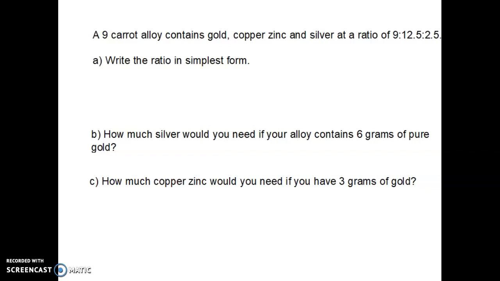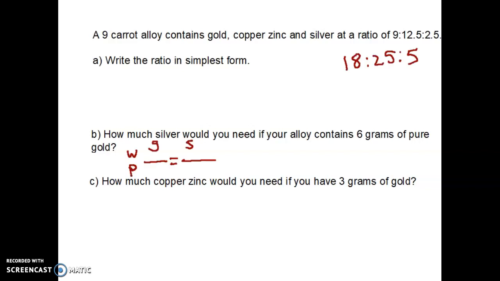A carat of alloy contains gold, copper, zinc, and silver at a ratio of 9 to 12.5 to 2.5. Write the ratio in simplest form. Well, you never want to have a decimal as a ratio in simplest form. So what you're going to do is multiply all the numbers by 2. End up with 18 to 25 to 5.